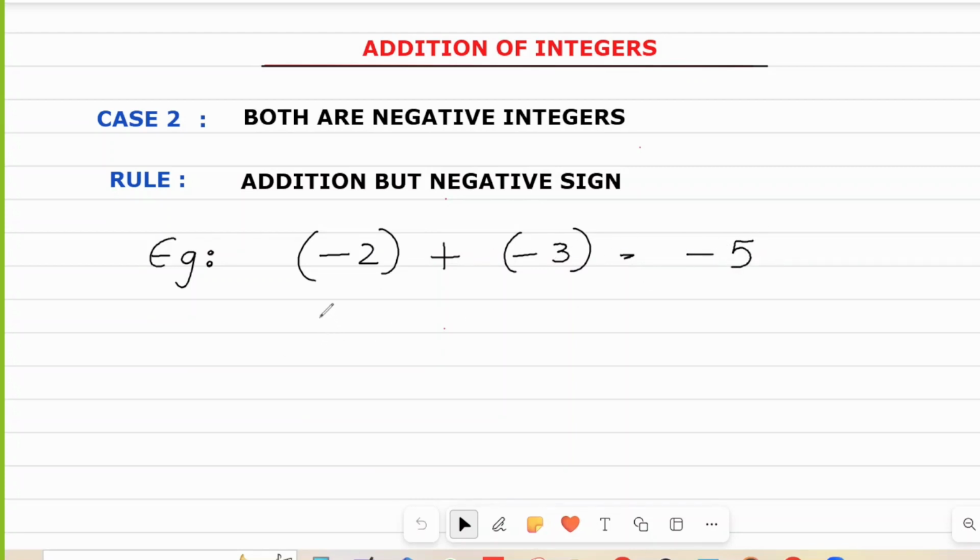Let us take one more example. Minus 11 plus minus 21. Here again we can see both the integers are negative. So we will just add the numeral part, that is 21 plus 11, which is 32. And this time we will put negative sign. So negative 32 is the answer.